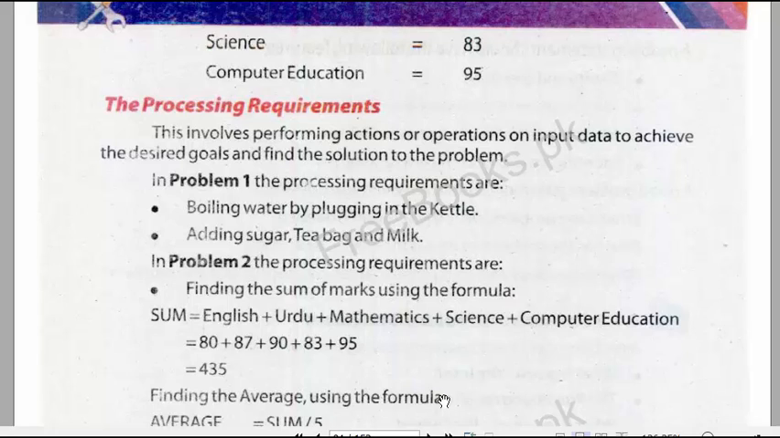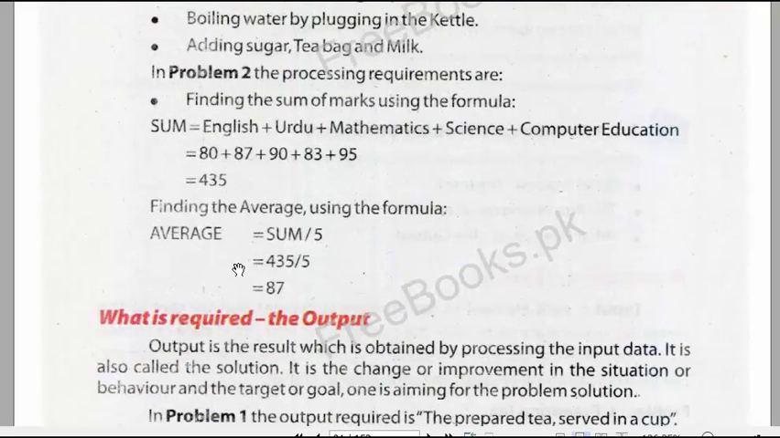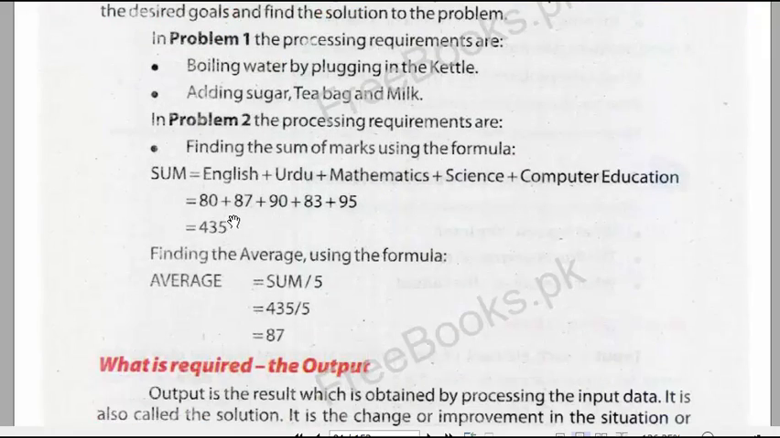So what is the formula for sum? Add all the subjects' marks: English plus Urdu plus mathematics plus science plus computer education, which will become 80 plus 87 plus 90 plus 83 plus 95 equal to 435. Finding the average using the formula: average is equal to sum divided by number of subjects, and the number of subjects is 5, 1 2 3 4 5. So divided by 5, 435 divided by 5 is equal to 87. So this is how we define our processes according to our need.